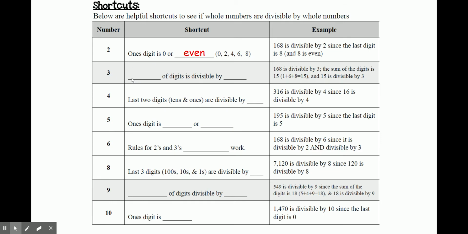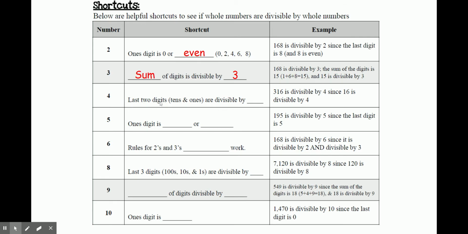All right, 3. How do you know if it's divisible by 3? Well, the sum of the digits is divisible by 3. So 168 is divisible by 3 because the sum of the digits is 15. If you add up the digits, 1 plus 6 plus 8, you get 15. And 15 is divisible by 3. Now, if you weren't sure whether 15 is divisible by 3, you can add those two numbers up. 1 plus 5, that's 6. And 6 is divisible by 3.